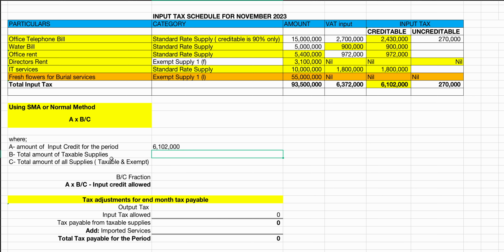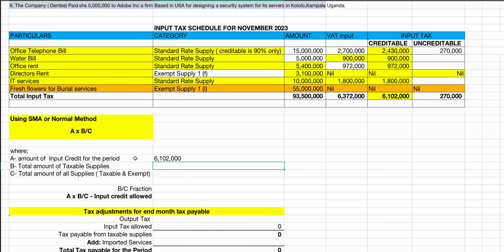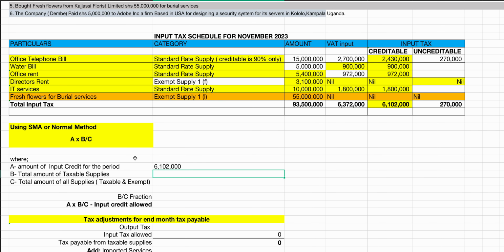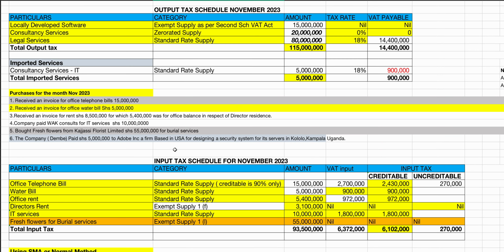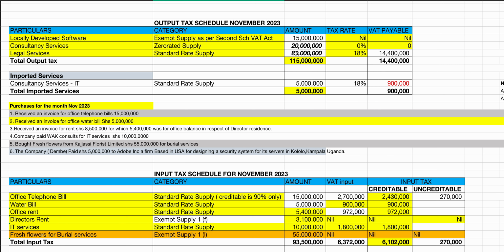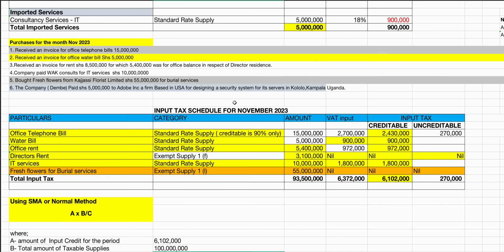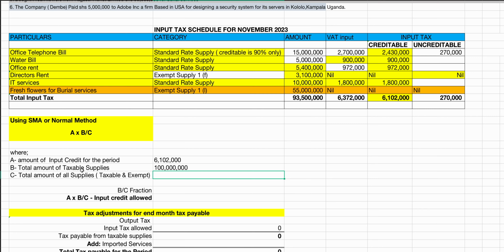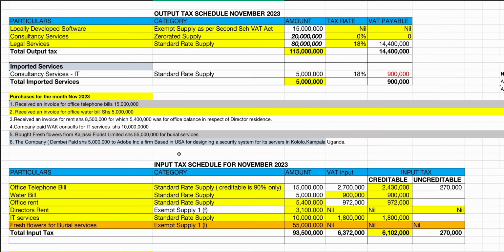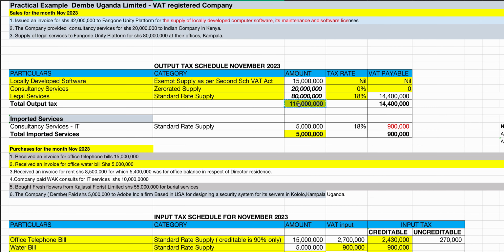We talked of B, the total amount of taxable supplies. And we say taxable supplies is a combination of both standard rated and zero rated. If you move forward here, we don't take the VAT amount; we take the sales amount before any tax. That is the zero rated plus standard rated, and that is 100 million. And then C is the total amount of all supplies, that is taxable and exempt, which is 115.